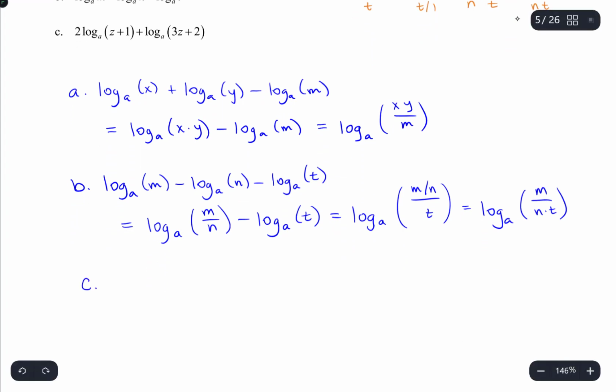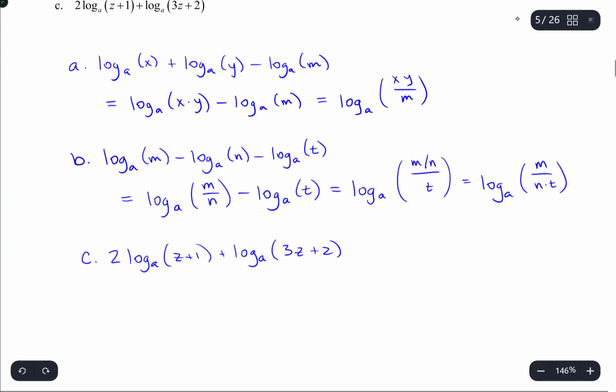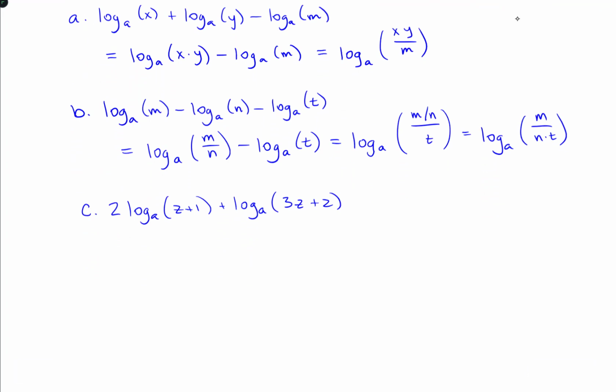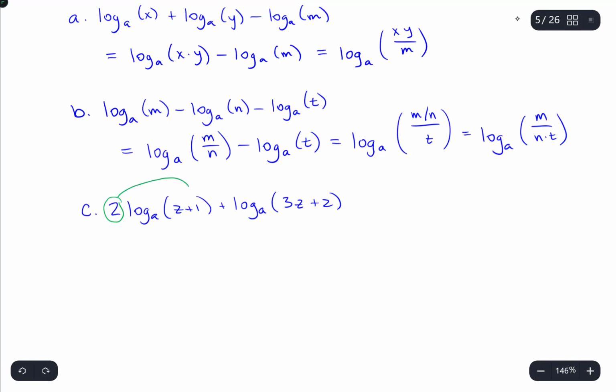And in the last expression, 2 log base a of z plus 1 plus log base a of 3z plus 2. In order to combine these into a single logarithm, the first thing that I can do is take this constant multiplier and make that an exponent on the argument of the logarithm. So this would look like log base a of z plus 1 to the second power plus log base a of 3z plus 2.